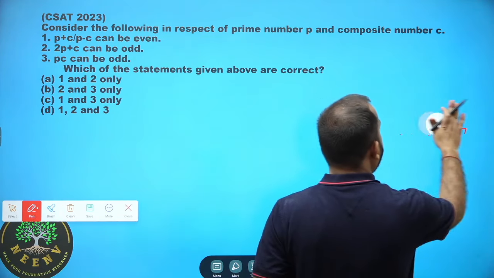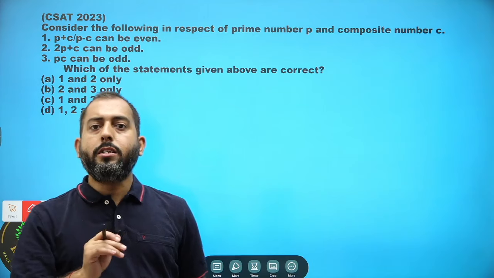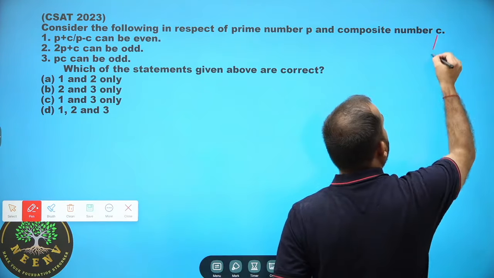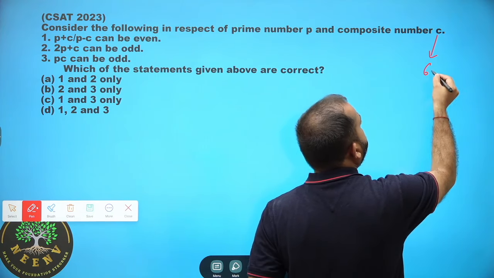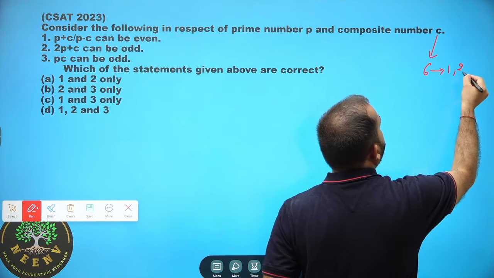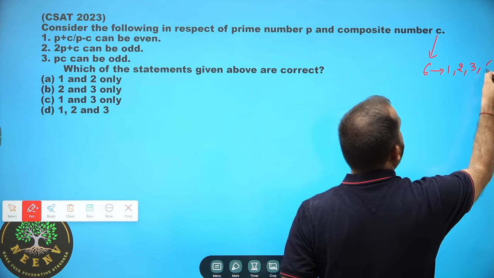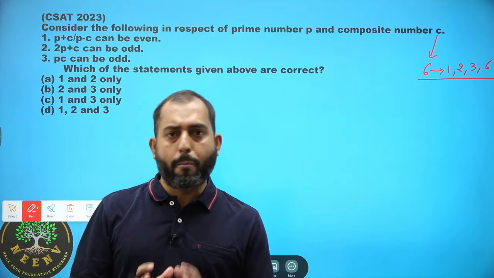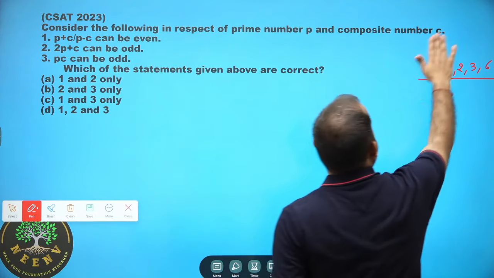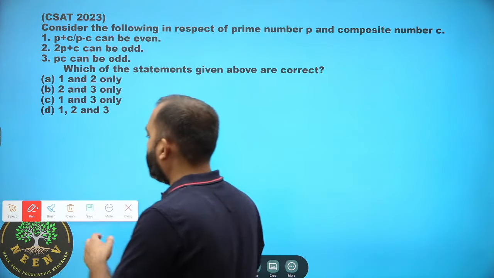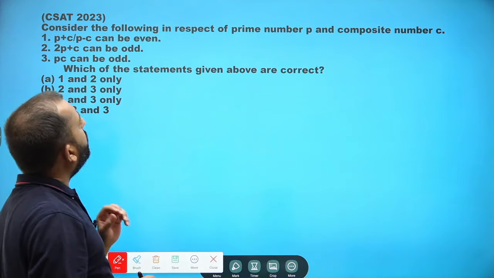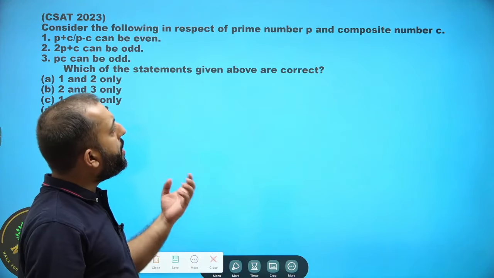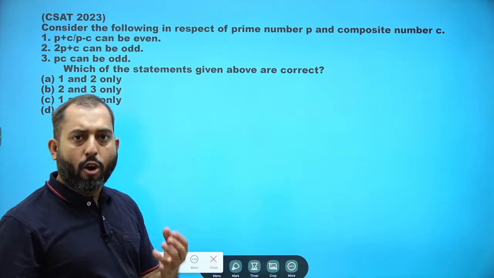Now what are composite numbers? Numbers having at least three factors. For example, 6. 6 is divisible by 1, is divisible by 2, is divisible by 3, is divisible by 6. So 6 is what kind of number? 6 is composite number. Now next, the question says consider the following in respect of prime number P and composite number C. So P can be any prime number and C can be any composite number.